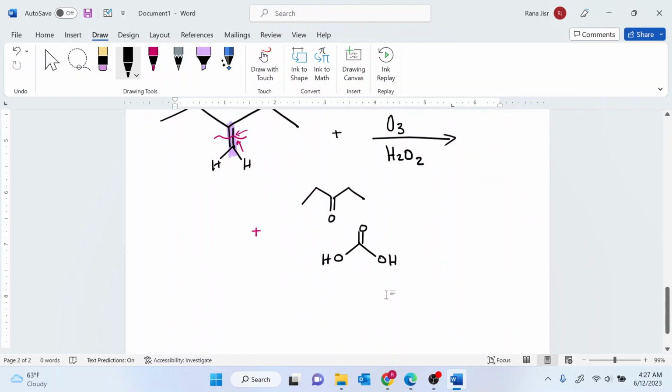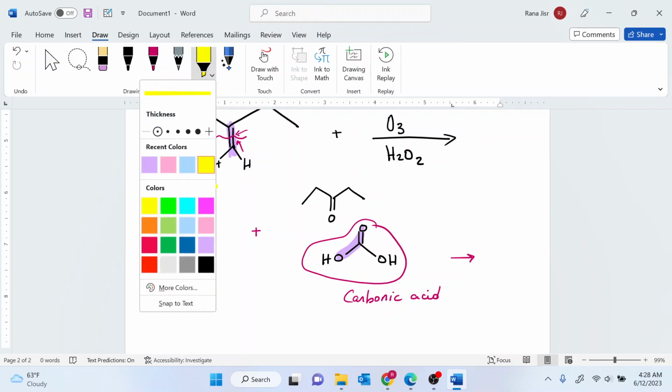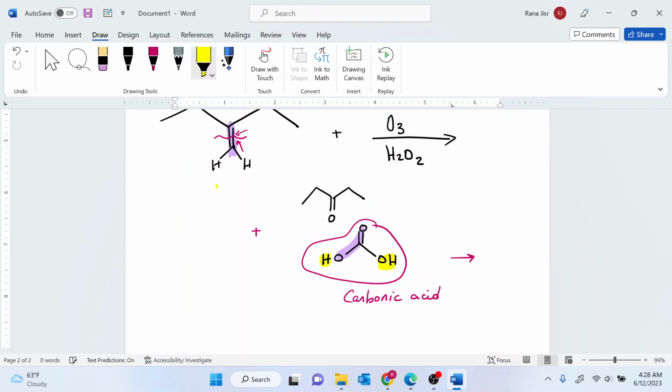Now, this structure here is a carbonic acid. This is called carbonic acid, and carbonic acid is very unstable. And this carbonic acid is going to dissociate into carbon dioxide, CO2, and water. So you're not going to see carbonic acid. You're going to see a ketone, and in your product, you are going to see carbon dioxide and you're going to see water together with the ketone.